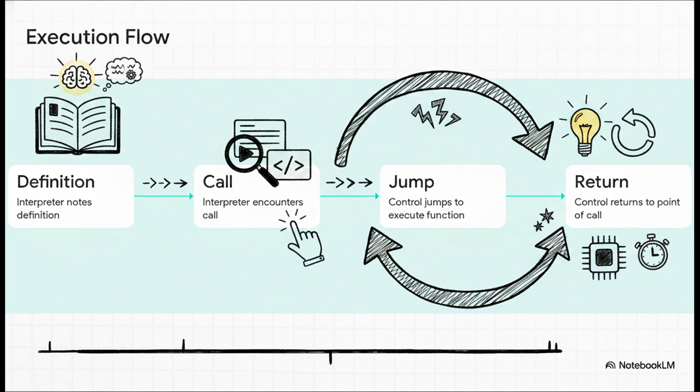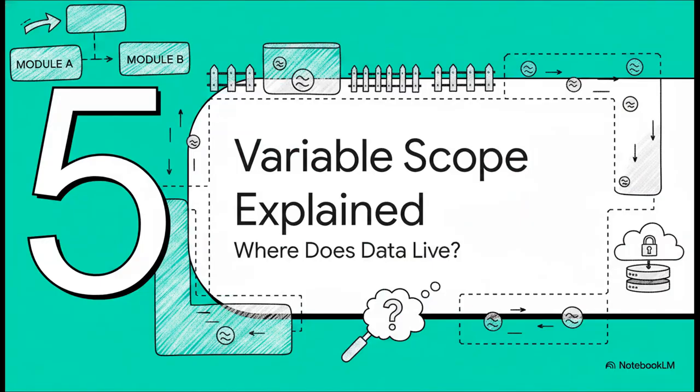Step 2. Somewhere later in the script, the interpreter encounters the function call. Step 3. The flow of control literally jumps from the current line up to the executed function and runs the code inside. Step 4, once it's finished, control returns right back down to the exact point of the call to continue the rest of the program. Tracing this cycle highlights a golden rule of Python. A function must always be defined before it's called. No exceptions.